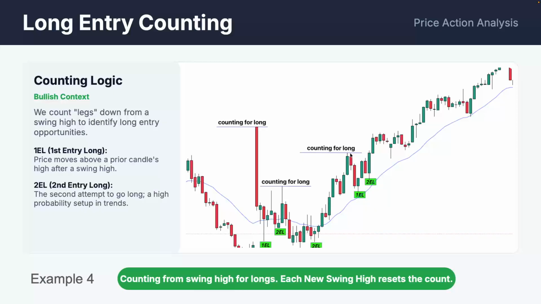So counting for long will start from here, and this green bar broke the high of the previous green bar having a small wick, which is marked as first entry long. Then this green bar broke the high of the previous red bar, so that will be marked as second entry long. First it broke the low, then it broke the high. So this is marked as second entry long.